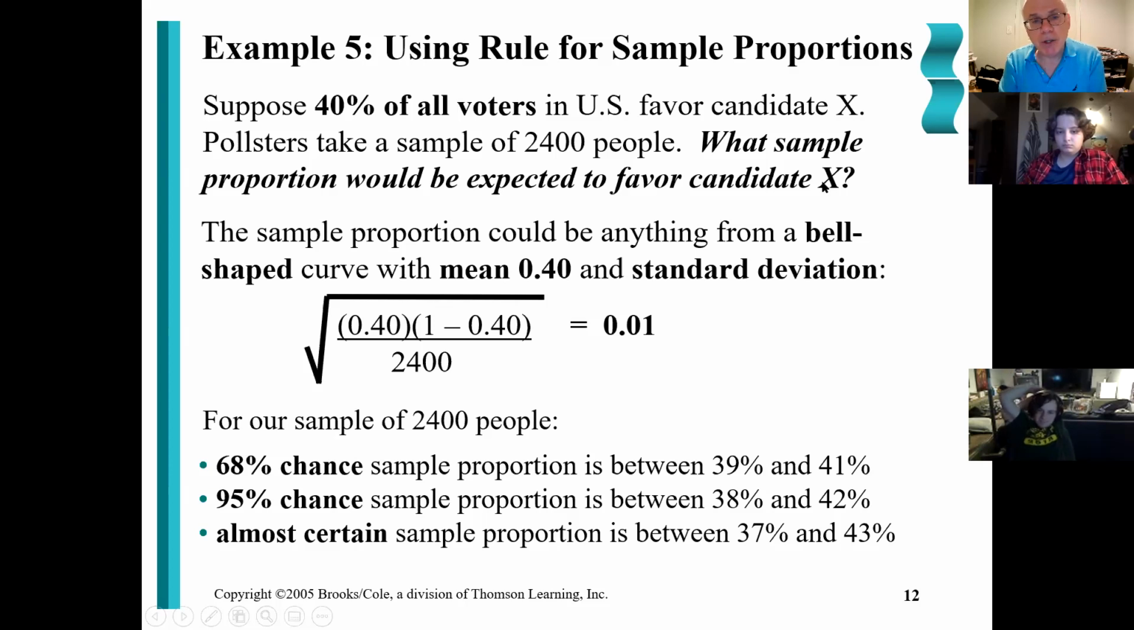We have to give a range of values, not just one value, because we don't know what that one value is going to be. But we can almost be certain that whatever we choose is going to be between 37 and 43%.